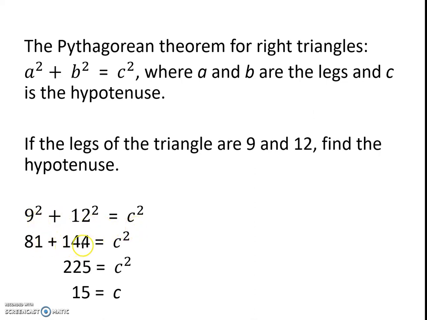Well, that's 81 plus 144, which ends up being 225. In order to get c by himself, we take the square root of both sides of our equation at this point. And of course, the square root of something squared is just that thing, so we get c, which is what we wanted. And the square root of 225 is simply 15. So the hypotenuse is 15.